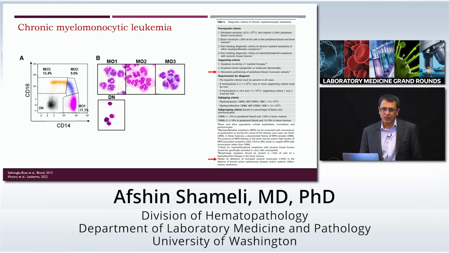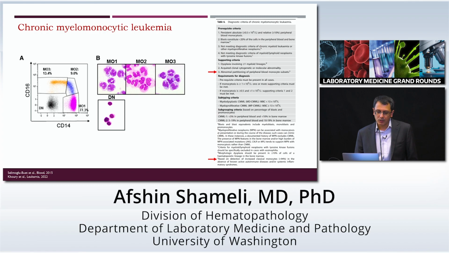Chronic myelomonocytic leukemia is the most common diagnosis in the MDS/MPN category. It's characterized by neoplastic proliferation of monocytes in blood and bone marrow associated with cytopenia in one or more myeloid lineages that could be secondary to dysplasia. This table shows the diagnostic criteria for chronic myelomonocytic leukemia. Most recently, an abnormal partitioning of peripheral blood monocytes was included in diagnostic criteria of chronic myelomonocytic leukemia.